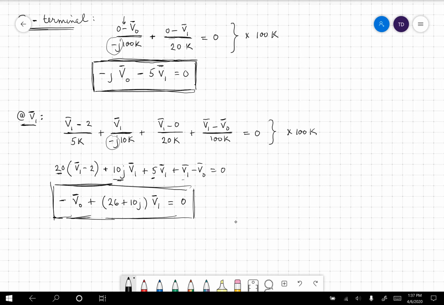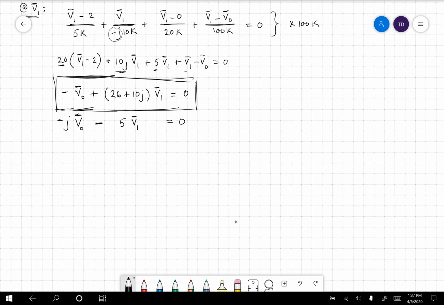So there's my two equations. Just going to write them one under the other so you can see them. Minus 5 V1 equals 0. And we're solving for V0. I'm going right for it with Kramer's rule. Denominator, minus 1, 26 plus J10, minus J, minus 5. Numerator, I substitute for the first numbers, and something's wrong.